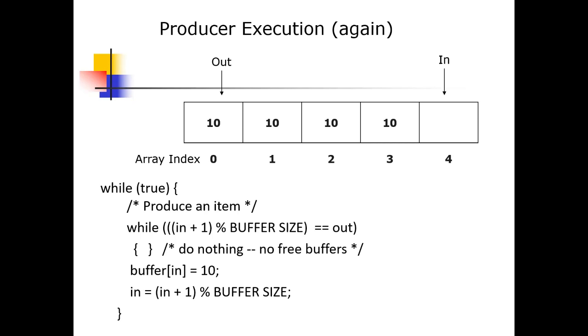Right, now when you run the producer again, what is the next value for the buffer and in?